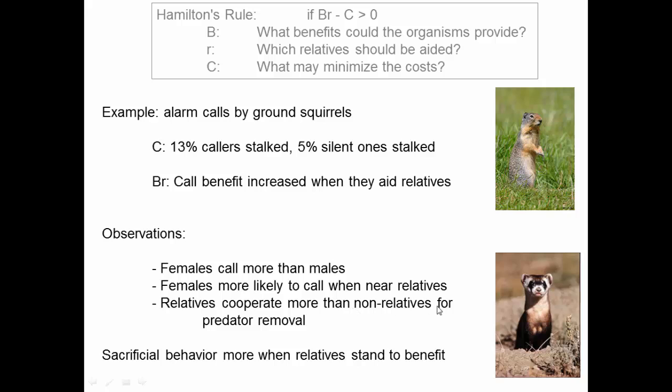They get together more than non-relatives to remove these guys. These guys get in the complex. These guys can gang up on them. Individually, they can't beat them up, but as a group, they can drive them out. And the groups that drive these guys out tend to be relatives more than non-relatives. So these sacrificial behaviors, the alarm call and actually participating in a mob, are more likely when it's the relatives that are likely to benefit.